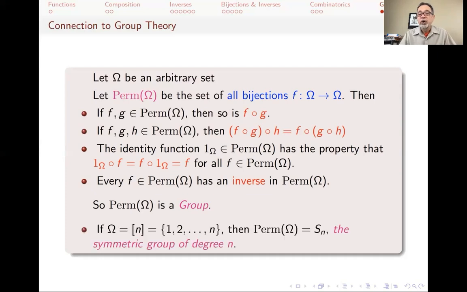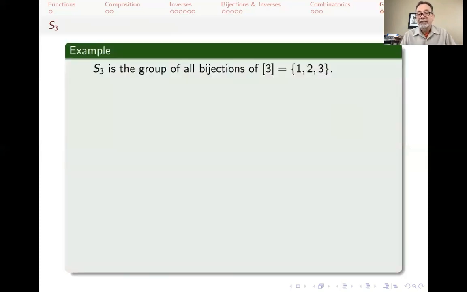In the case where omega is finite, you can take omega to be a generic set of size n, and then perm omega has a different name, Sn, the symmetric group of degree n. Elements of Sn are permutations of n things, different ways that you can permute n things. I'm going to end with an example of that. S3 is the bijections from 1, 2, 3 to itself. How many of those are there?